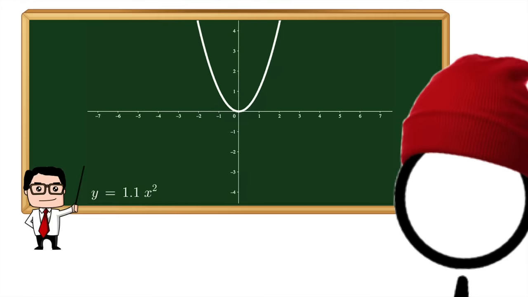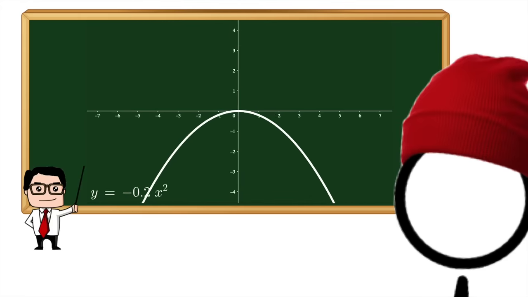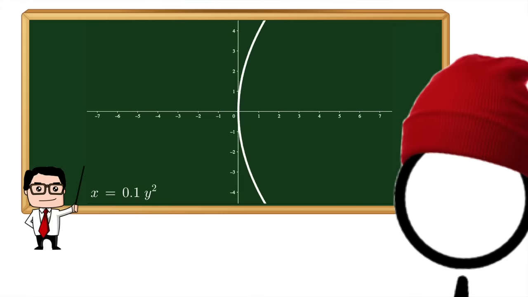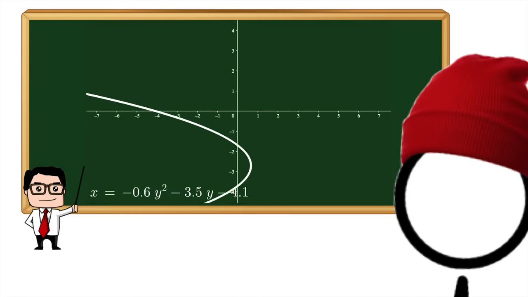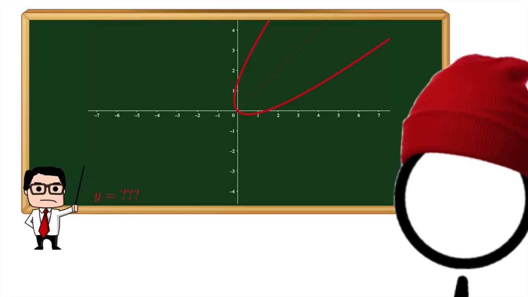You can squeeze it or squish it. You can flip it upside down with a minus sign. You can even swap the x's and y's around and turn it sideways. You can do anything. But what about a diagonal parabola?